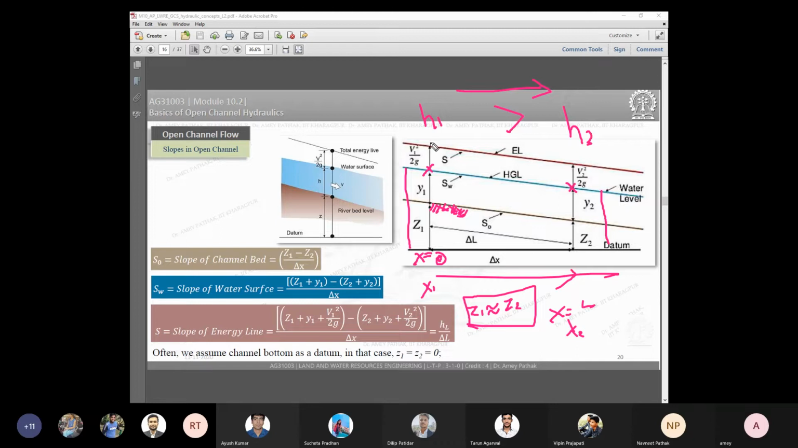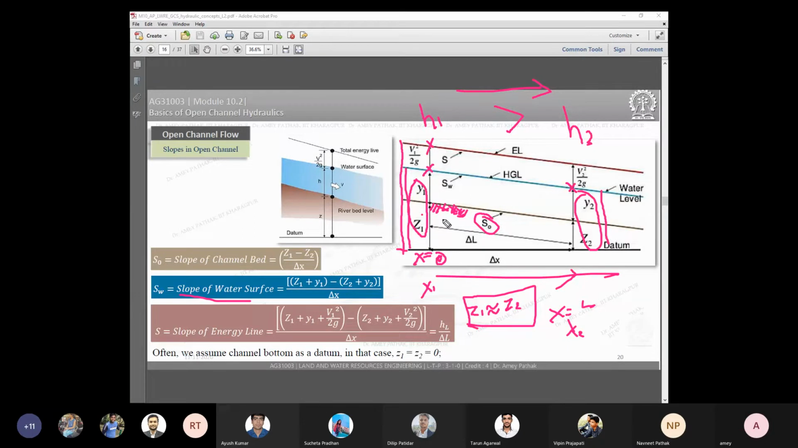So this is your total energy slope, in which the total energy is Z1, Y1, and V1 square by 2g. This is the total energy line. The slope of the channel bed is S0, given by Z1 minus Z2, which means it is driven by gravity. The slope of the water surface is a combination of Y1 and Z1; collectively you can call these terms H1 and H2.